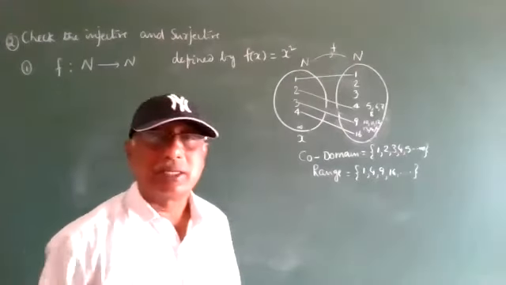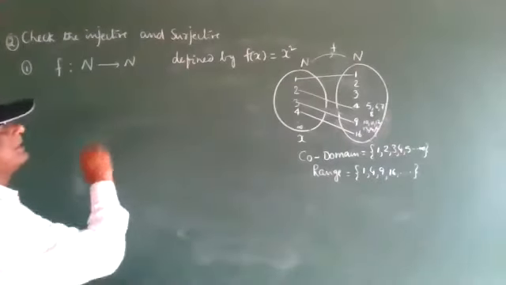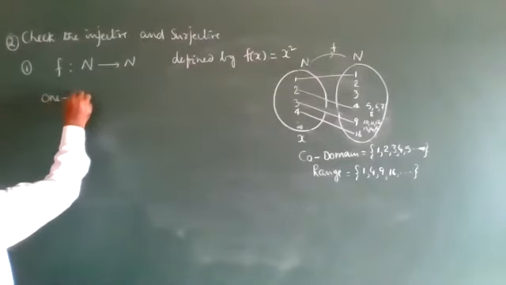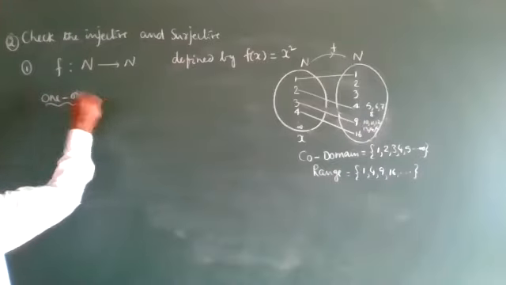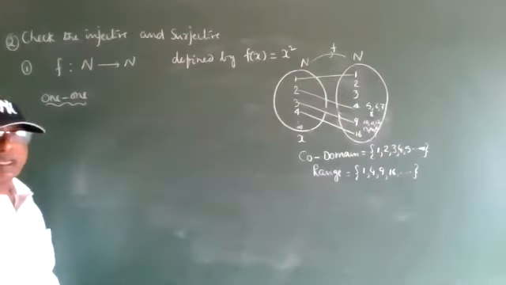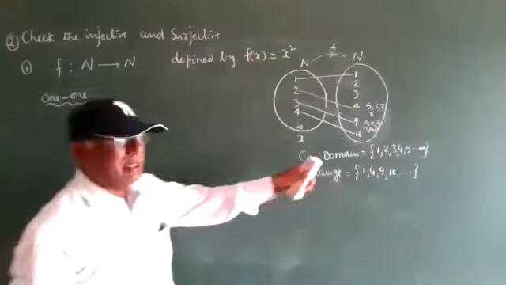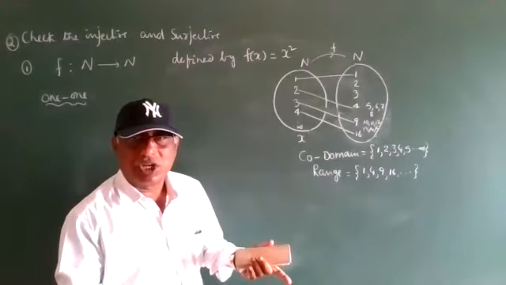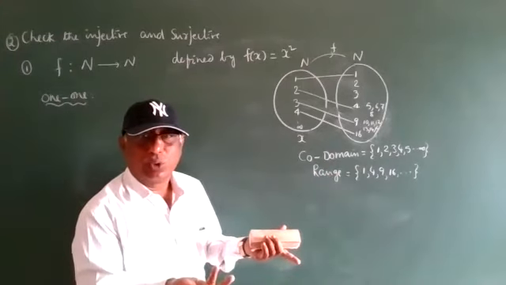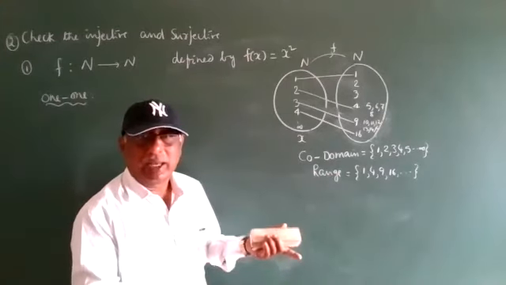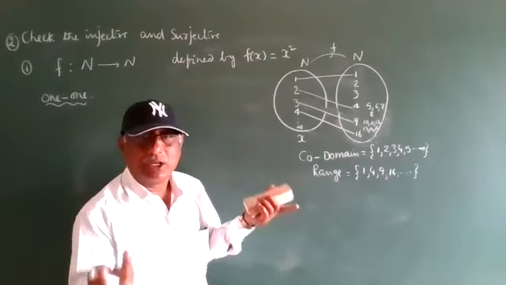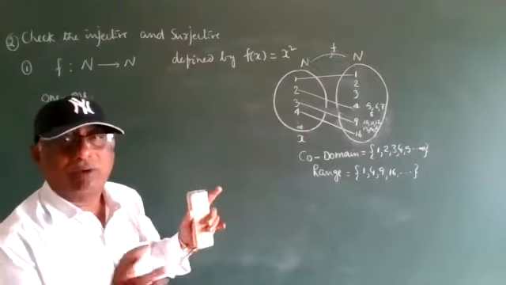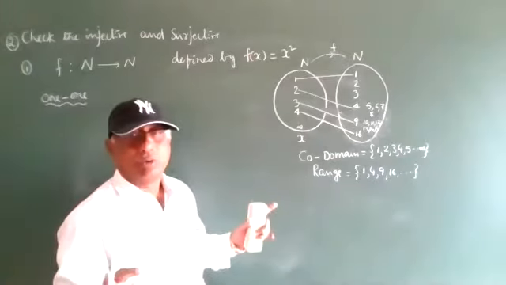Okay, so it is clear, everyone. Now I will write. Everyone see: the one-one function. Here the codomain is not equal to the range. The range is only 1, 4, 9, 16. There is no 2 in the range, no 3, no 5, no 6. Therefore, the codomain and range are not equal, so it is not an onto function.